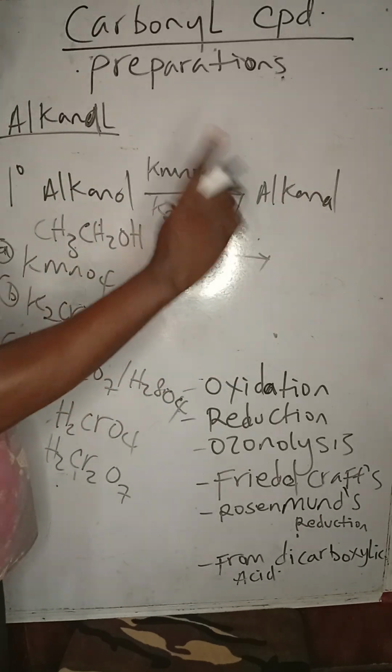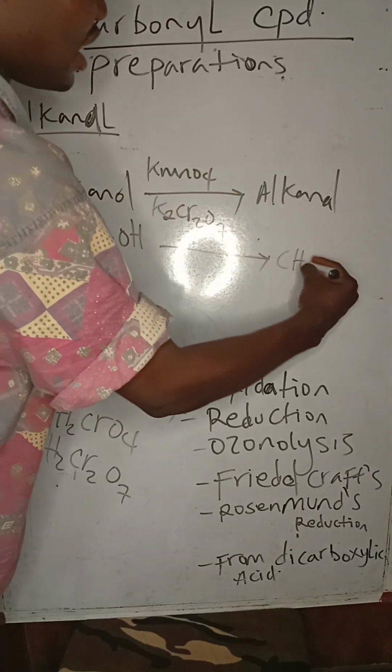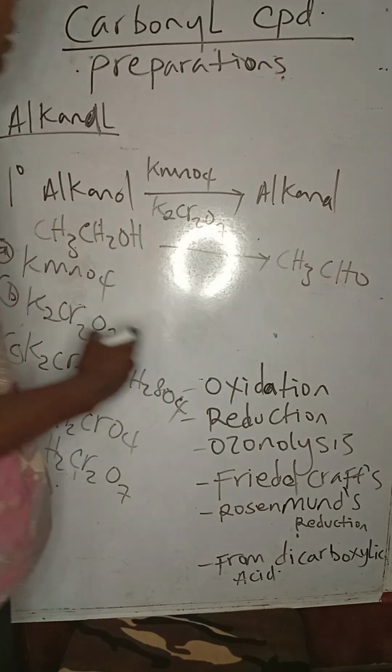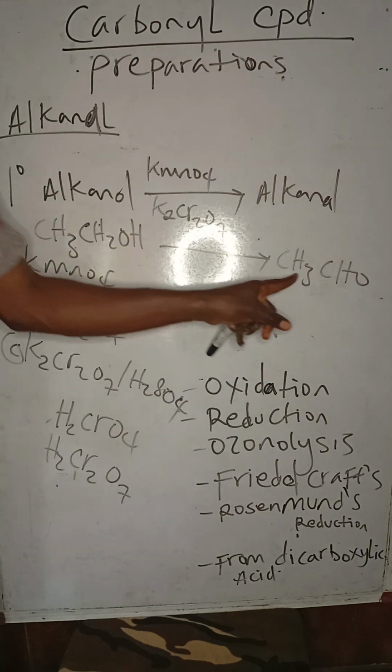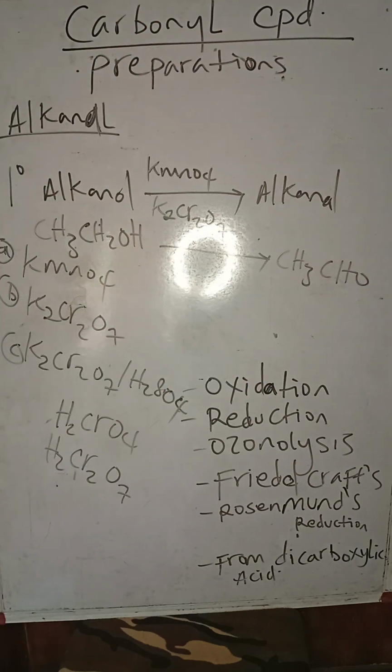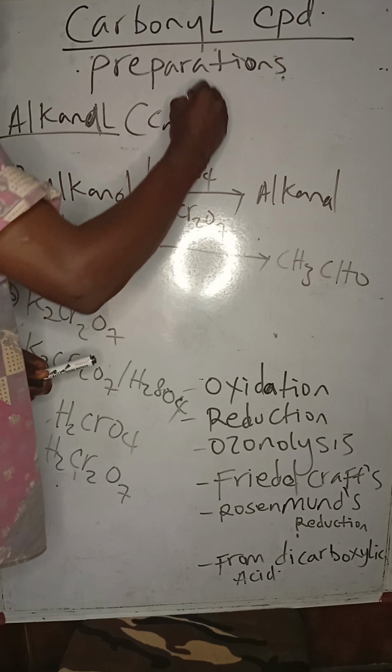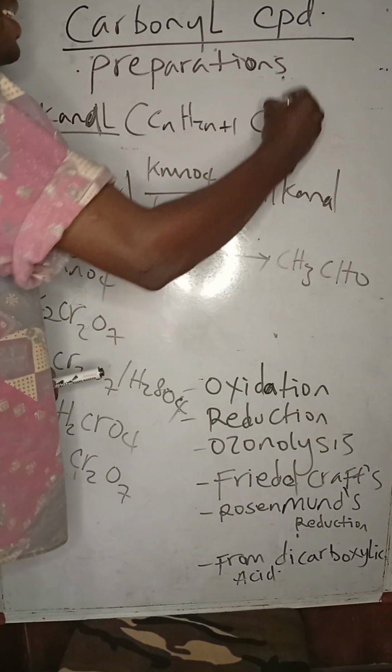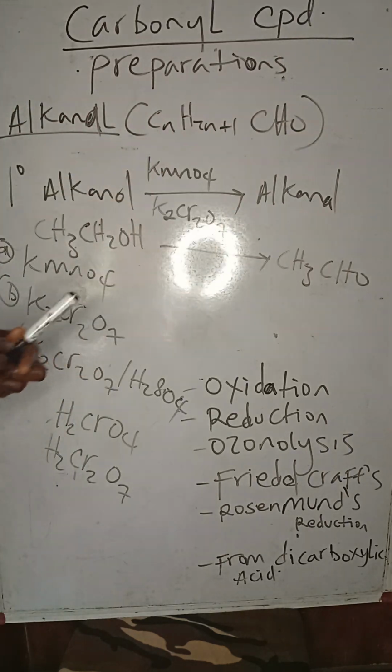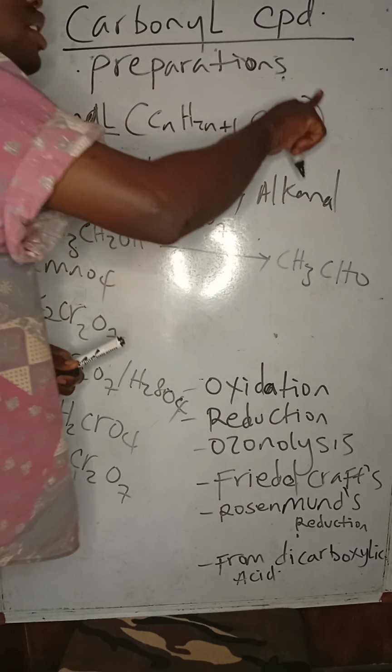It's not a catalyst, it's an oxidizing agent. You're going to get CH3CHO. So this is ethanal. Please don't forget, alkanals have the general formula CnH2n+1CHO. Please don't forget that.